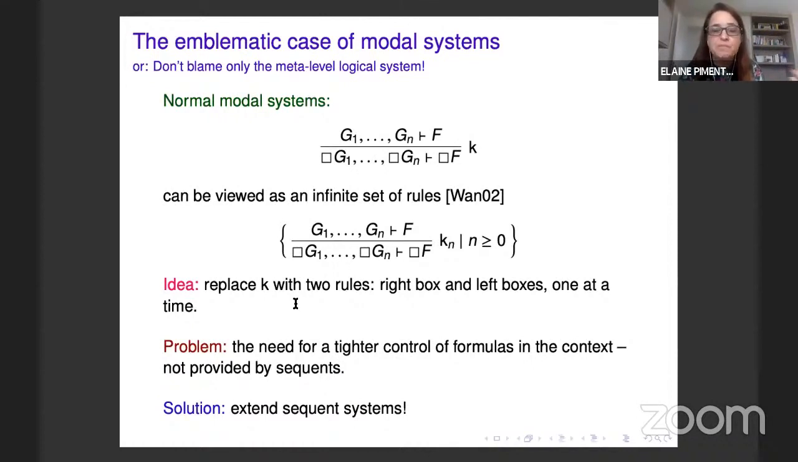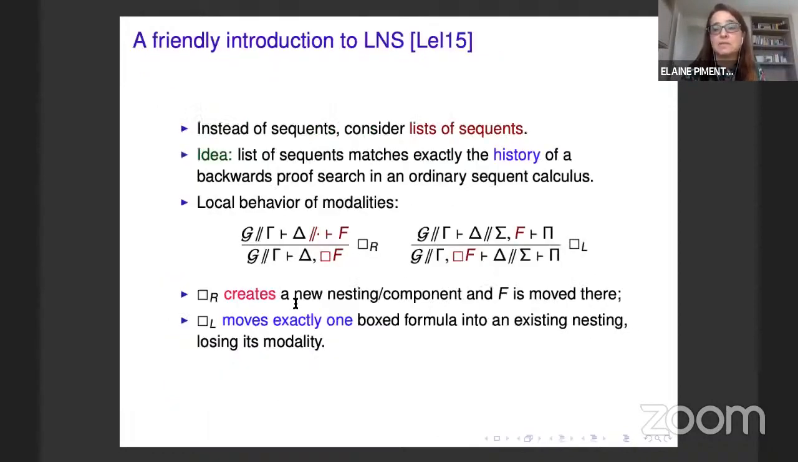So the idea is to replace this one rule K, or this infinite set of K rules, with two rules, one for box left and one for box right, and that's it. But sequent systems are not enough for doing these kinds of things; you cannot do that with the sequent formalism. So you have to enhance the sequent systems a little bit. This is the goal of things like nested systems or hypersequents. Today I'm going to talk about a very simple one. It's the same as the two systems of Mazzini, Guerrini, and Martini, but with a better presentation, and this enabled us to do lots of things. When you have a better notation, you can enhance the work that can be done over it, right?